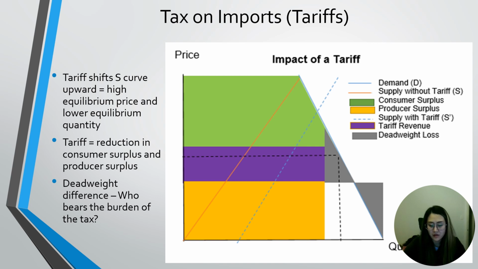Additionally, the deadweight loss associated with the tariff may be larger than that of a consumption tax because the tariff distorts not only domestic consumption and production decisions, but also international trade patterns, potentially leading to further inefficiency in resource allocation.